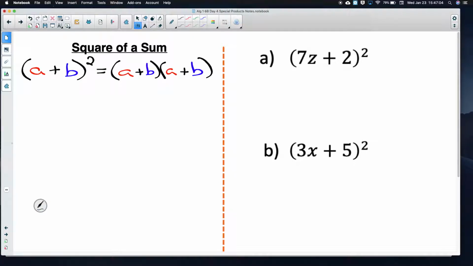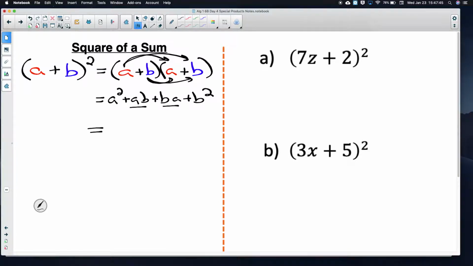Now, if we use double distribution like we talked about in the previous video, what that is going to look like is going to be A squared plus AB plus BA plus B squared. So remember that multiplication is commutative. And what that means is it doesn't matter in which order you multiply. So I still have like terms here in the middle because I'm still multiplying A times B, even if I say it B times A. So I have like terms.